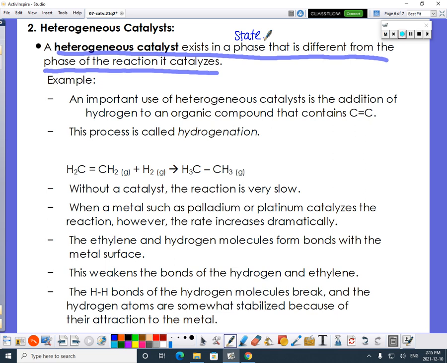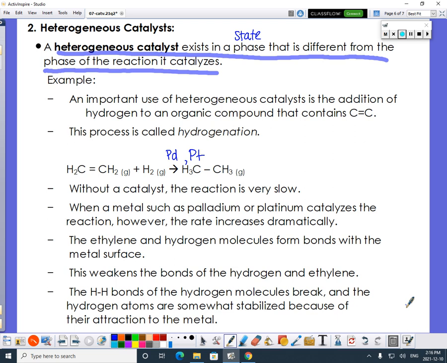So for example, this reaction is called hydrogenation. And you know, hydrogenation is kind of a bad word, especially in nutrition. You're changing unsaturated fats into saturated fats by adding hydrogen, which is supposed to be bad for you and your arteries. Okay? So without a catalyst, this reaction is very slow. So you can use a metal, and so again, sometimes written over top of the arrow, palladium or platinum catalyzes the reaction.